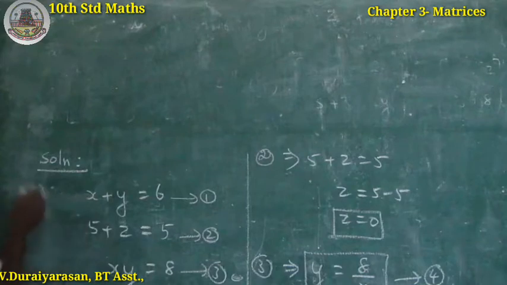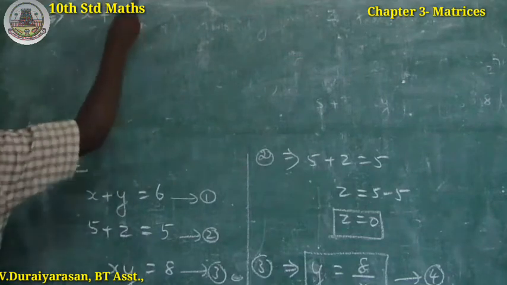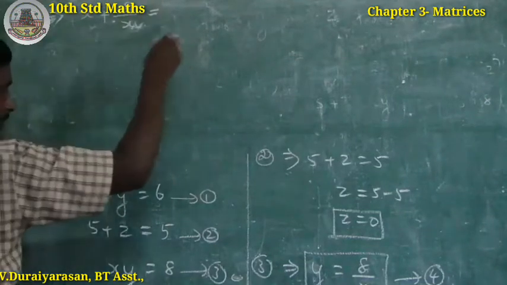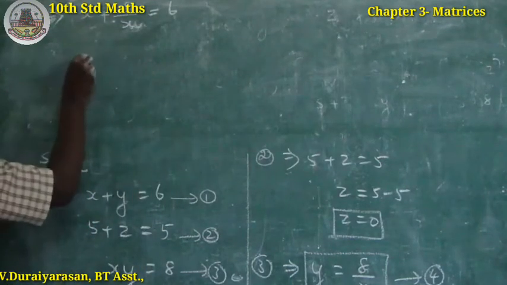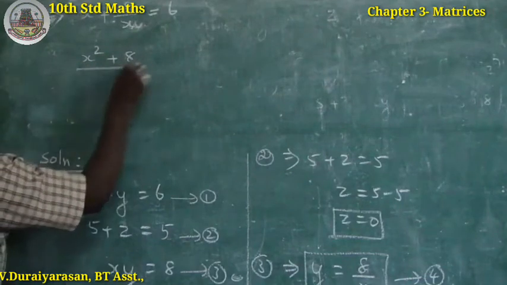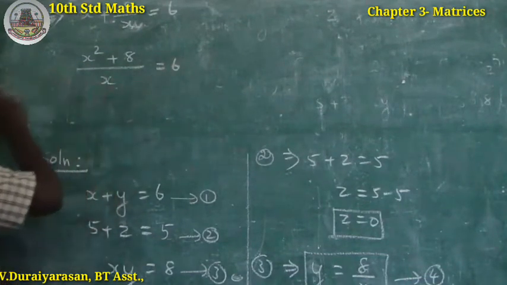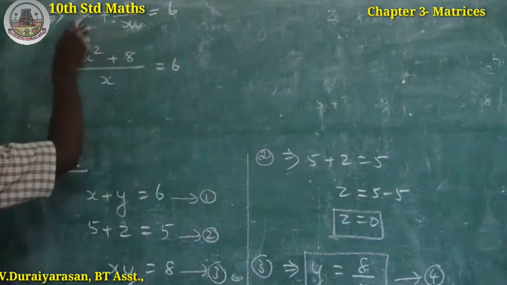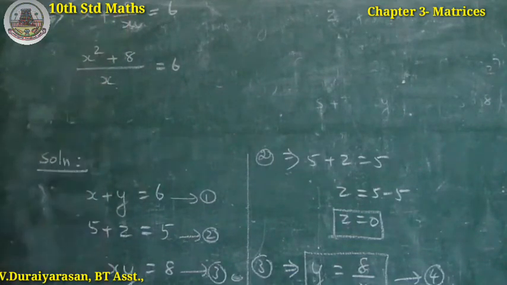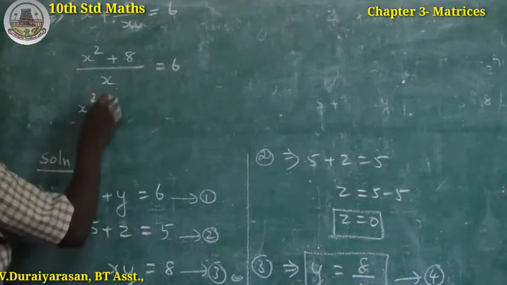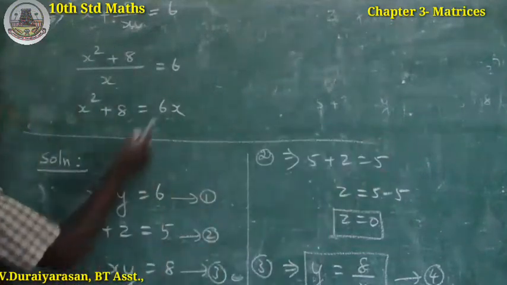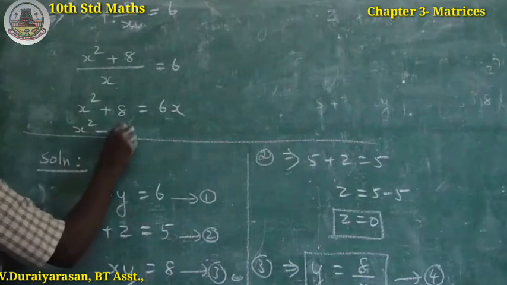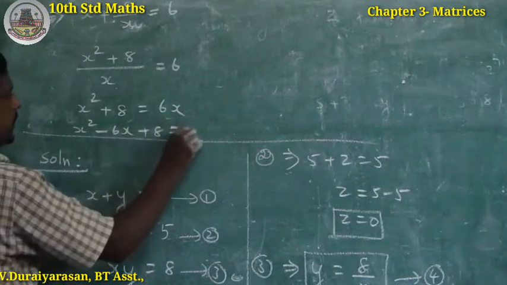y is equal to 8 by x. Applying in 1, this implies x plus 8 by x is equal to 6. Cross multiplying, x square plus 8 divided by x is equal to 6. Multiply x into x square plus 8 divided by x. Cross multiplying, x square plus 8 equal to 6x. Transpose: x square minus 6x plus 8 equal to 0.